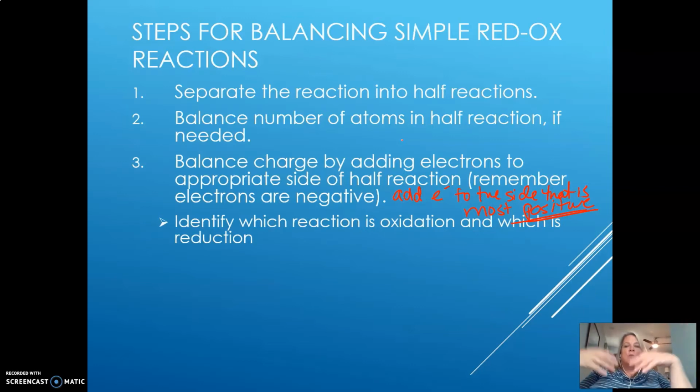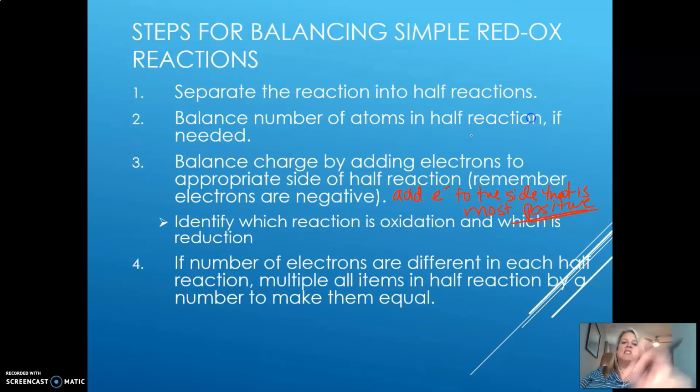At this point, because we have our electrons added to either the reactant side or the product side, we are then going to identify which half reaction is the oxidation, which half reaction is the reduction. Lose electrons oxidize, so the one with the electrons on the product side is an oxidation. Gain electrons, the reactant side, that's going to be the reduction. You're going to have to do that in your homework and on the test, so we might as well do it at this point in our little balancing stage.